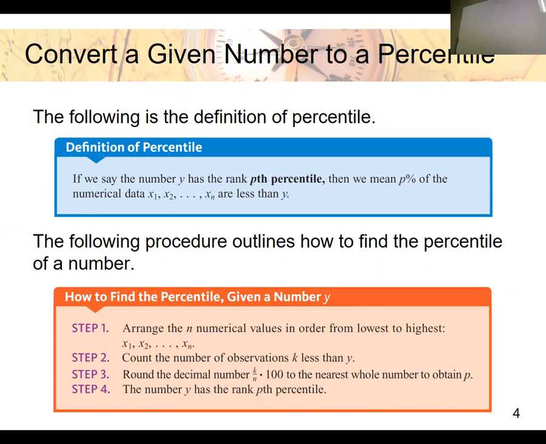I'll say for GPA, usually a lot, like the something percentile of the class. Mm-hmm. Yeah.